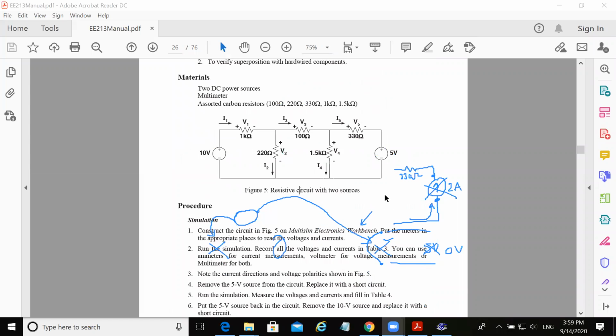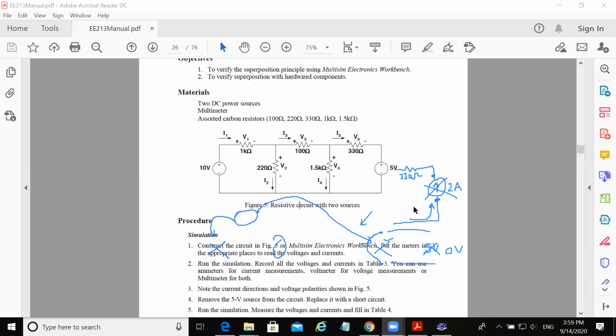Okay, I don't have a space here. I will use this space here to... how do I notate?